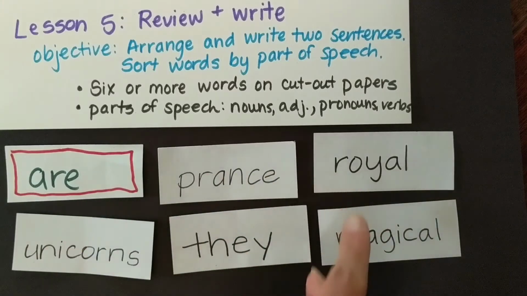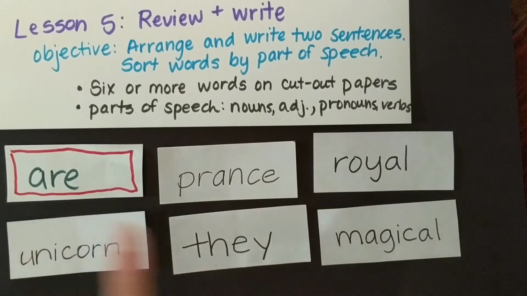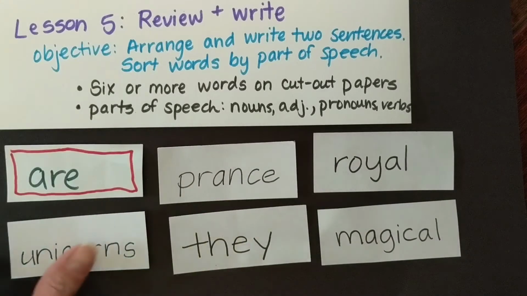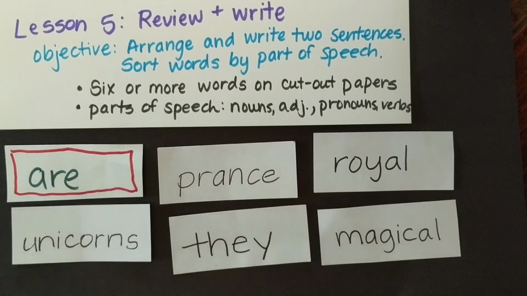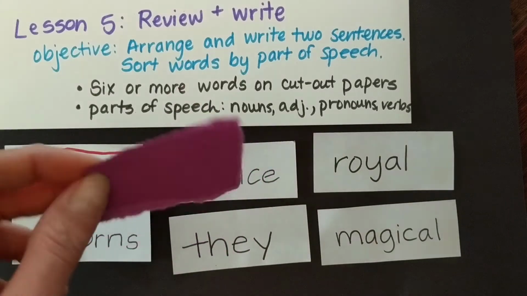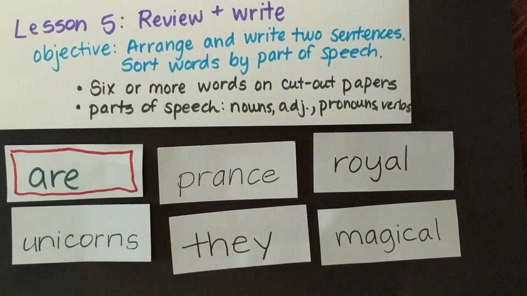So you can see my words down here. All I did was take an index card and cut them into 4 so that I have these rectangles. But you could easily just tear out strips of paper. It doesn't have to be neat or pretty. Or you could use Post-it notes. That's a really easy way to do this.